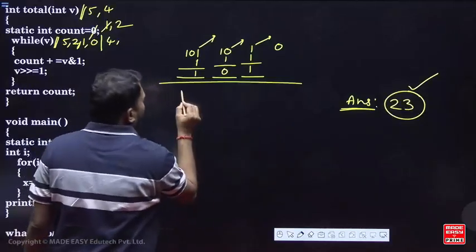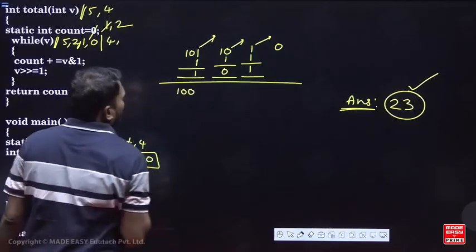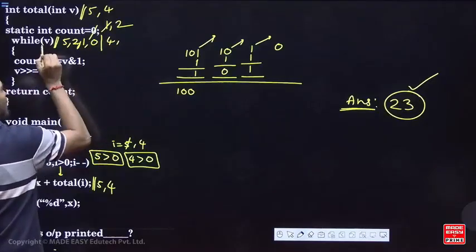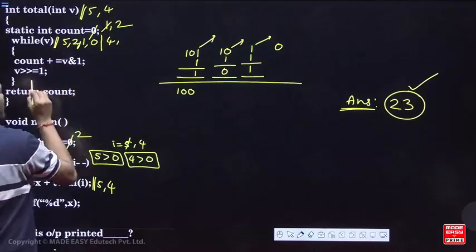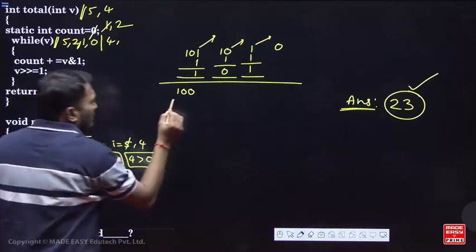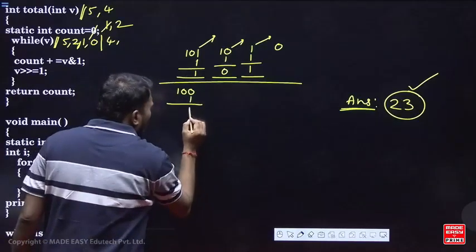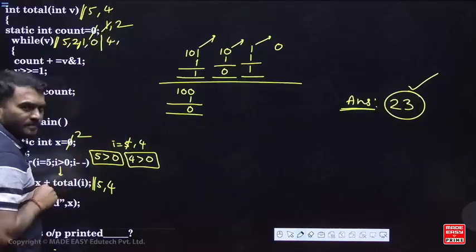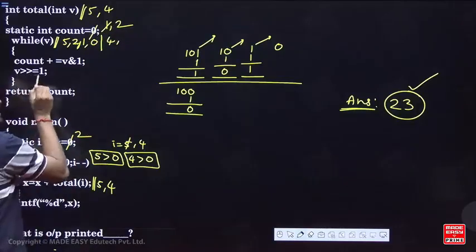Now look at the next iteration. You receive the V value as 100, which is 4, right? 4 means what? True. True means you go inside. Count equal to count plus V and 1. If we AND this with 1, what will happen? 0. So 0 will be added to count, so the count value stays the same. Next V equal to V right shift by 1.